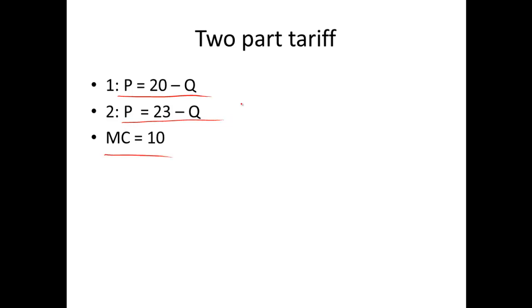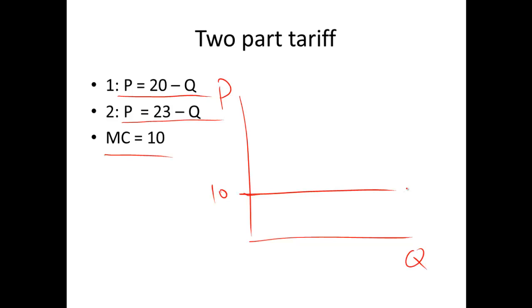So what does this look like in a picture? Well, if we have quantity on this axis, price on this axis, here's 10, there's constant marginal cost, then the lower demand consumer's demand curve hits this axis at 20, comes down with a slope of minus 1, so it crosses here at 20. The higher demand consumer has a demand curve with an intercept on the price axis at 23. It comes down with a slope of minus 1, hits here at 23.